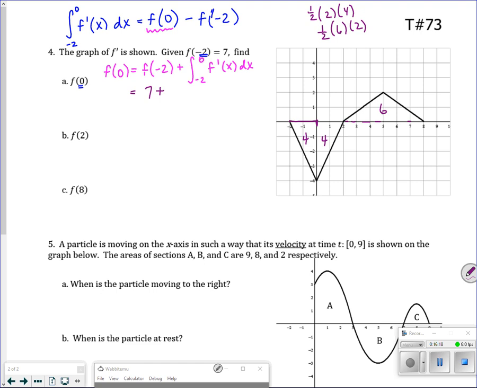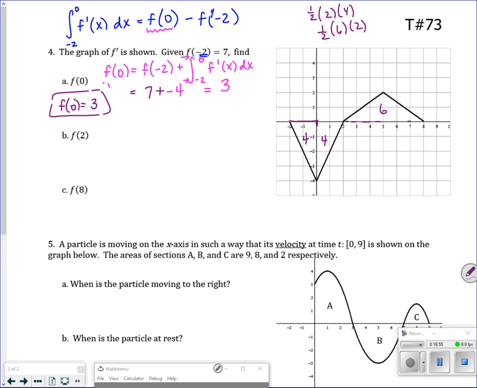So the integral from negative 2 to 0, again, it's low bound to high bound. Negative 2 is less than 0. My f prime is below the x-axis, so I have to know that that integral is negative, so I would get that f of 0 would be equal to 3. So f of 0 is equal to 3. Okay?